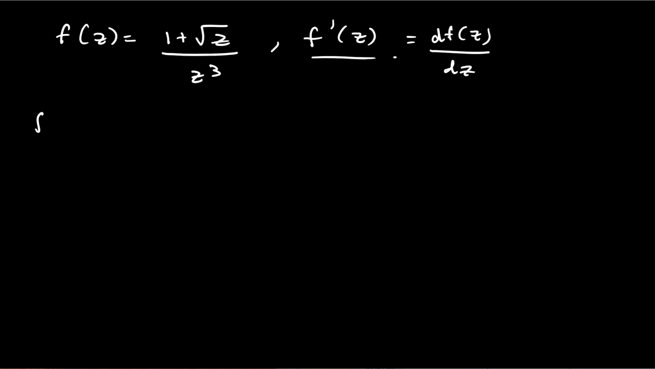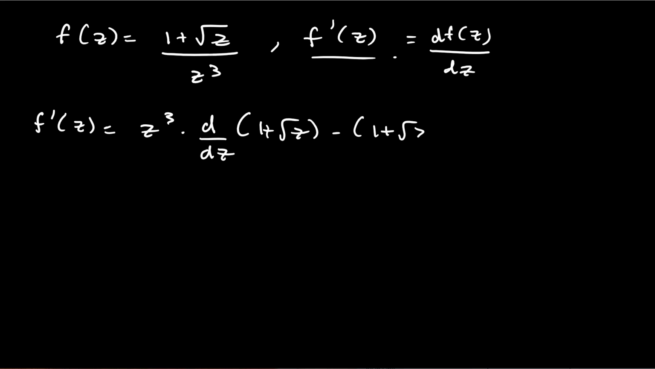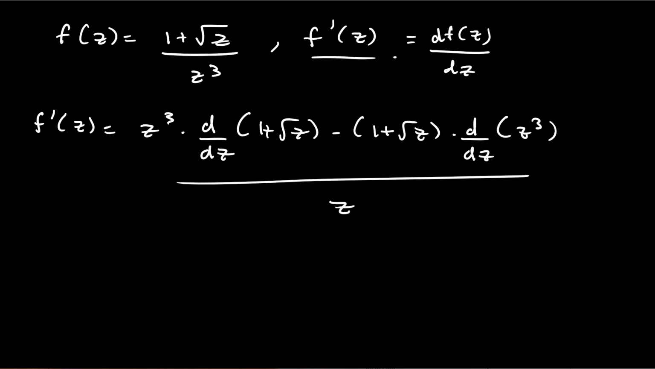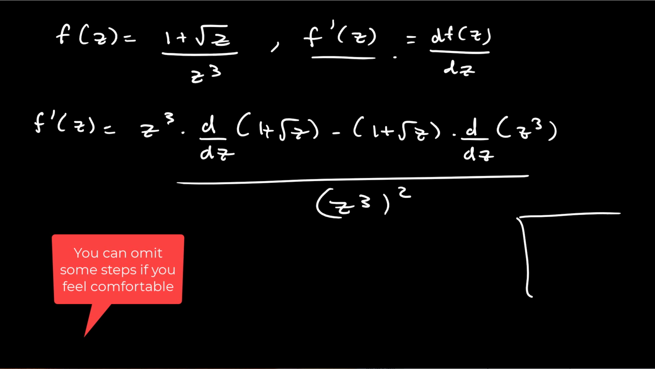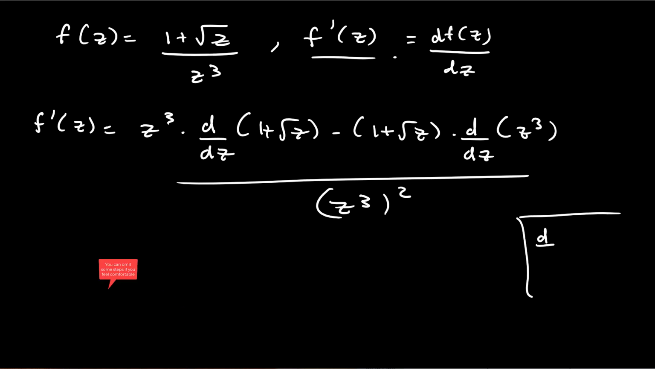Well, using the quotient rule, that says the bottom times the derivative of the top minus the top times the derivative of the bottom all over the bottom squared. Please remember that the derivative of the square root of z is 1 over 2 square root of z.